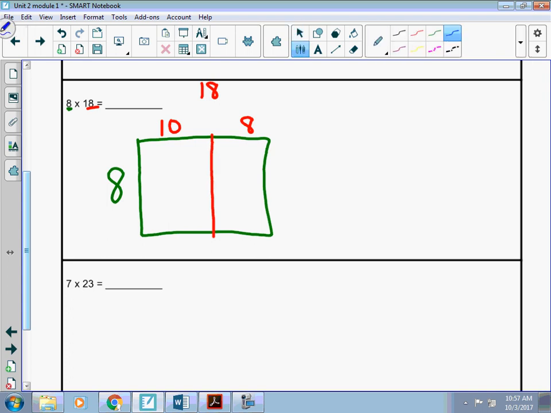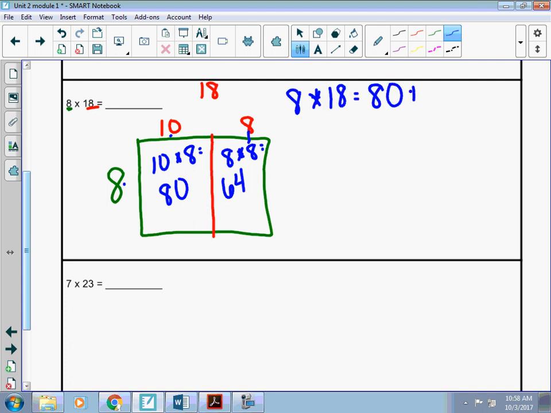And the first one, I have 8 and 10 that go into it. So I'm going to do 10 times 8, which is 80. And my second one, I have 8 and 8, which is 64. So now I know that 8 times 18 is the same thing as 80 plus 64, which is 144.